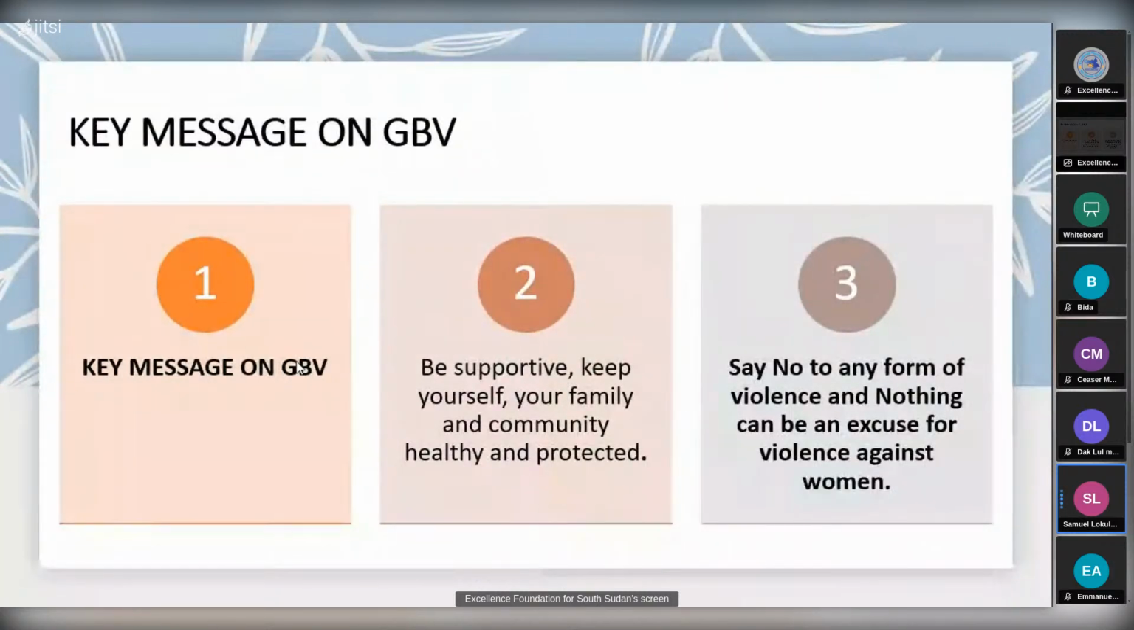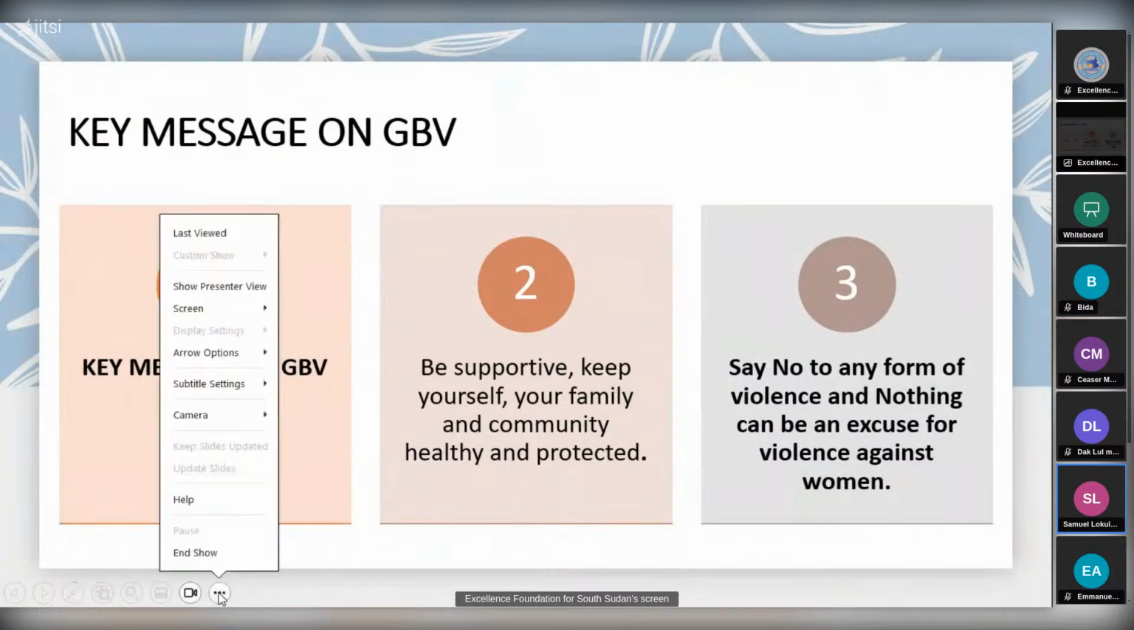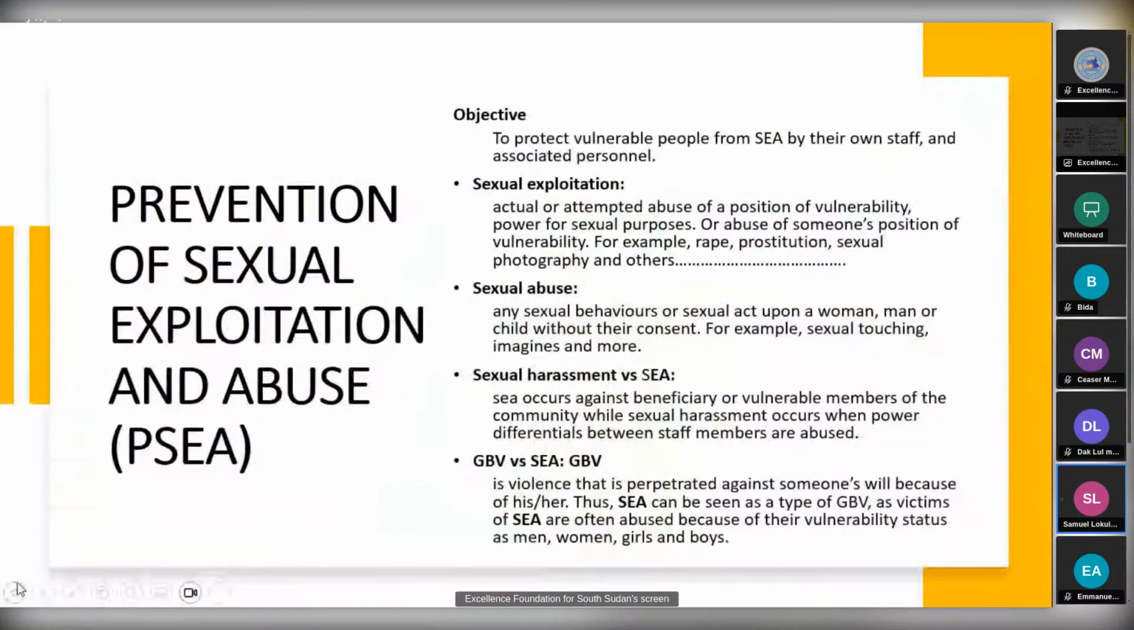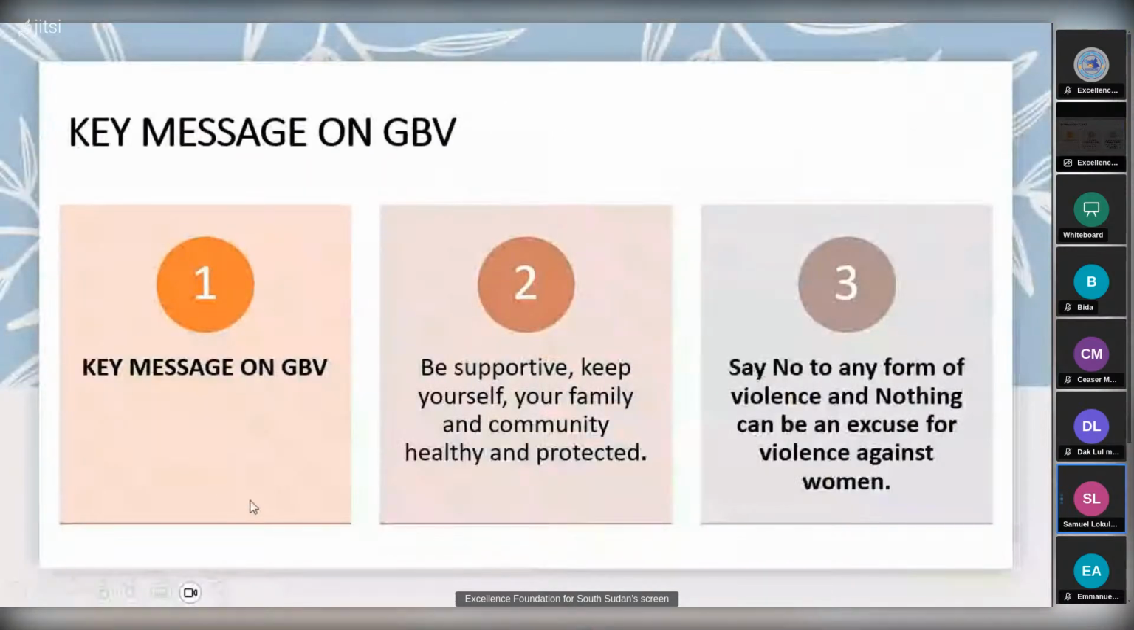With that, it has brought us to our key message on GVV. Under GVV, we say be supportive, keep yourself, your family, and your community healthy. Which means in your community, you need to be the eye opener. Your community, your family, even yourself need to be healthy and protected. So how do you protect?